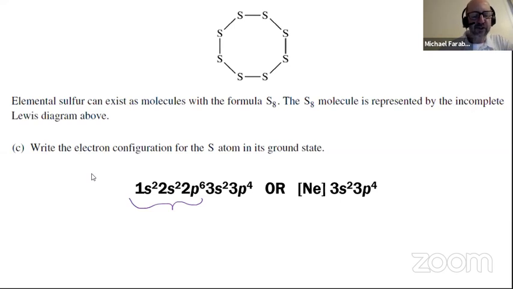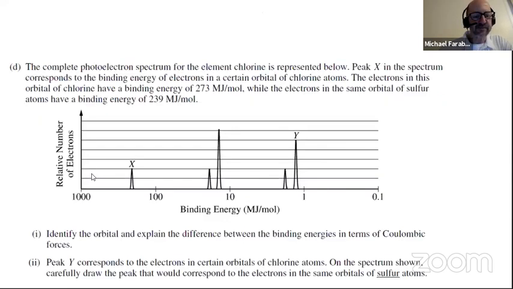All right, moving on to part D of this question. The complete photoelectron spectrum for the element chlorine is represented below. So chlorine is right next door to sulfur on the periodic table. Sulfur is atomic number 16. Chlorine is atomic number 17. So we should have 17 electrons total, and with a PES, photoelectron spectrum, you can literally read the electron configuration right off the chart from left to right.